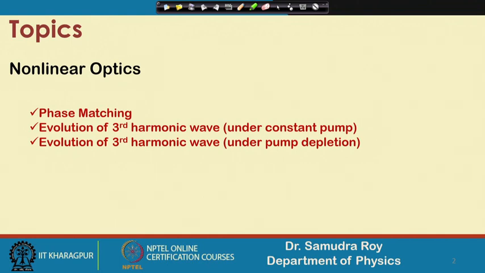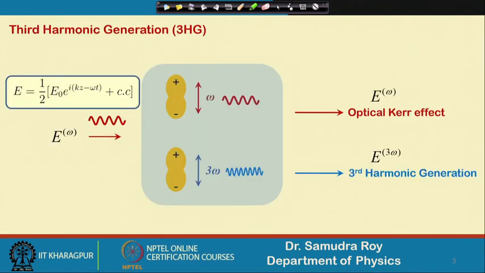order effect. How we get this 3 omega frequency we have discussed, but the evolution of the third harmonic wave is still remaining. So, today we are going to learn that, and also the corresponding phase matching conditions. So, what should be the phase matching of third harmonic generation, that we are going to learn, which is very much similar to the second harmonic generation process.